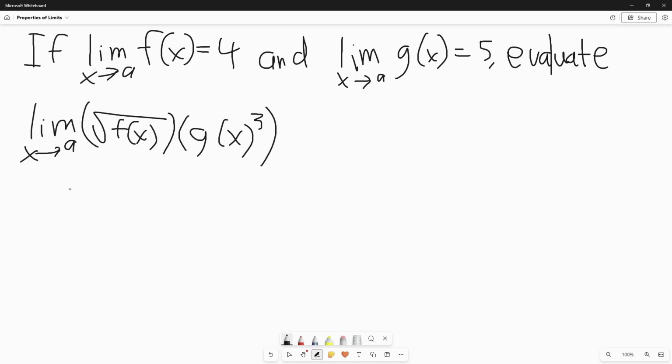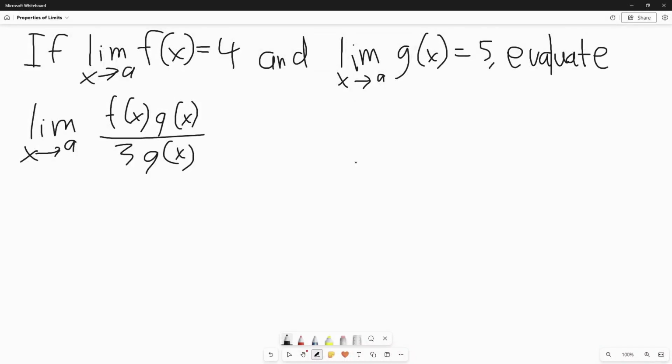So the first limit that we're going to evaluate is the limit as x approaches a of the square root of f of x. And if the limit as x approaches a of f of x is equal to 4, then the square root of that is going to be 2. So the first one is 2, and then we multiply it by the limit as x approaches a of g of x cubed. And we can do this because we learned about it in the properties of limits. And if the limit as x approaches a of g of x is equal to 5, it's just going to be 5 cubed, which is 125. And our final answer is 250.